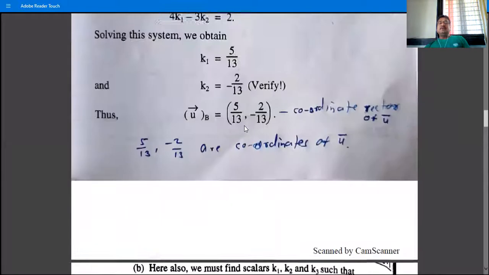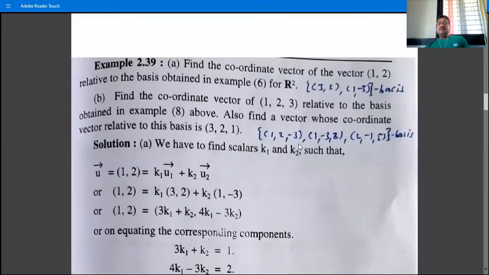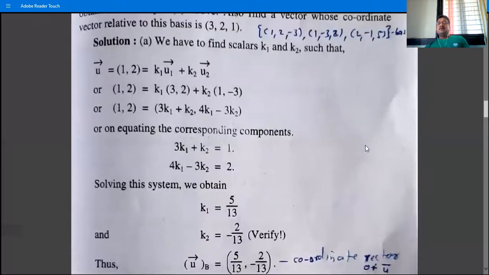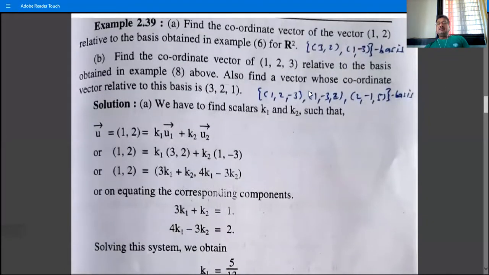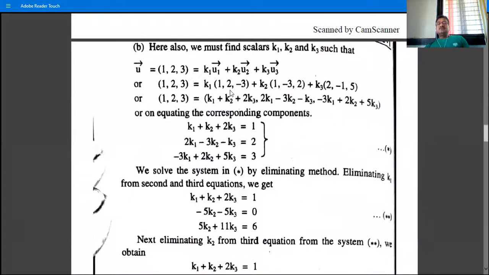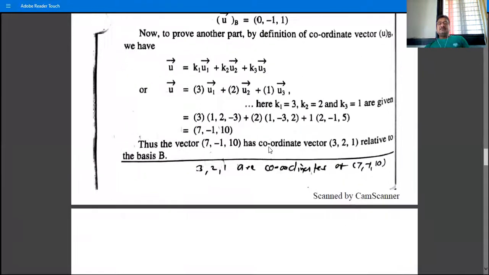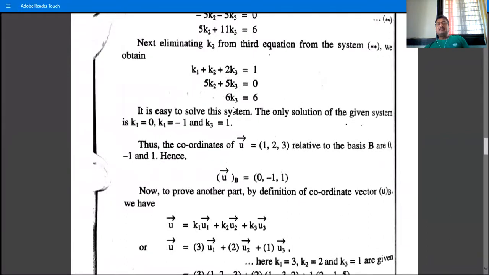The second example is 1 2 3 as a linear combination of these three vectors, in order to find the relative coordinate and coordinate vector. So express this vector as a linear combination of these three vectors. Apply the procedure. So we have the answer, these coefficients 3, 2 and 1. In order to verify, we have to calculate this. Don't write these two steps. So express u bar as a linear combination of u1, u2, u3. So 3, 2, 1 are the values of k1, k2, k3 after solving the system.